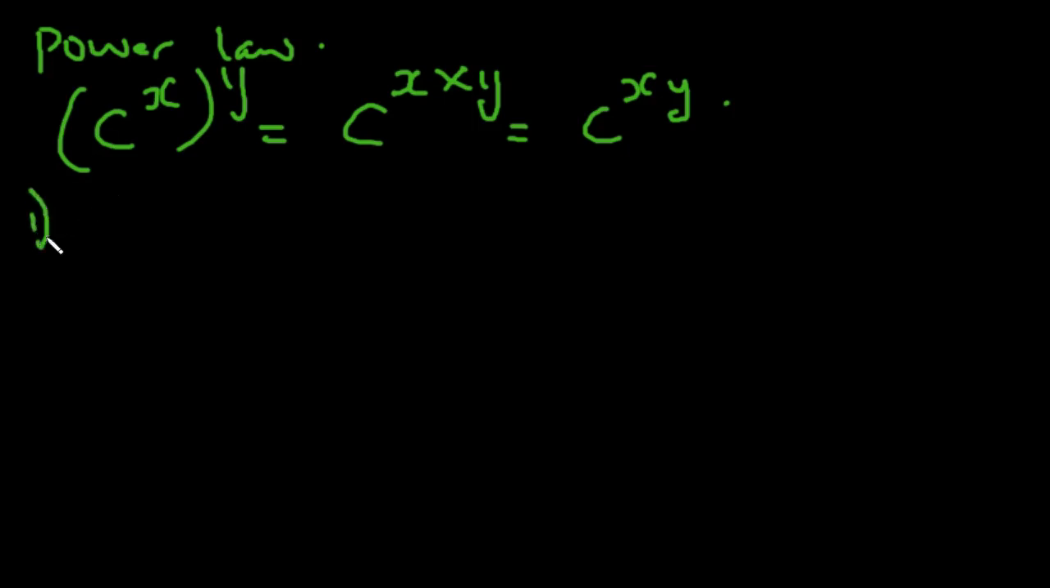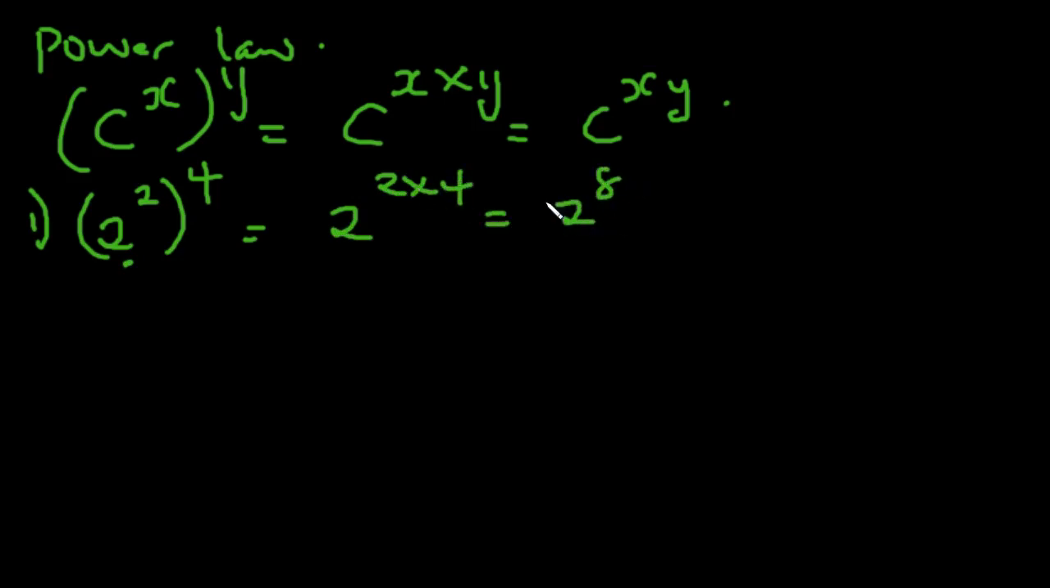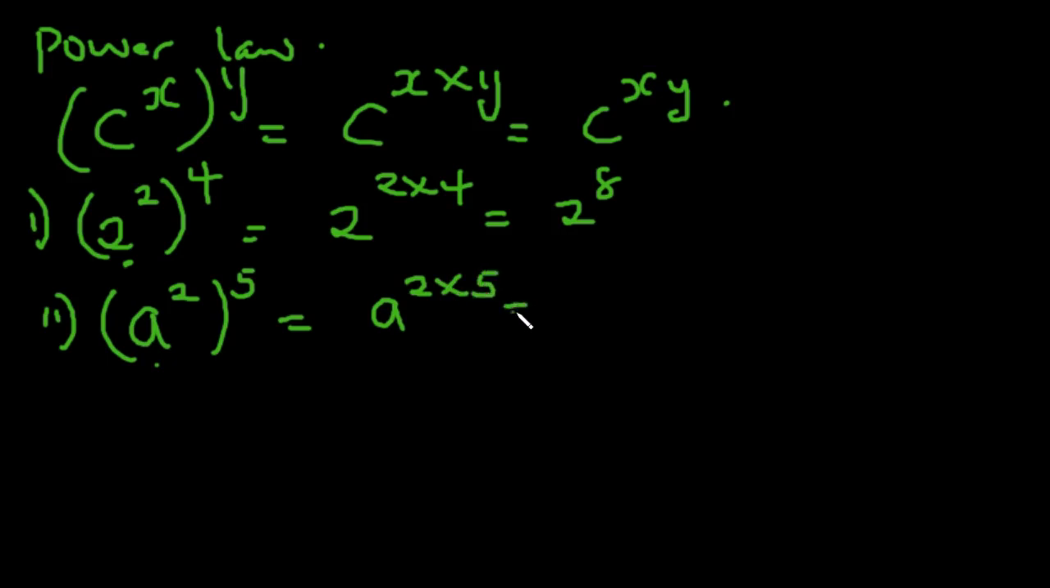So let's use real figures. If I have 2 to the power of 2, which is in turn raised to the power of 4, what I do is copy my base, which will be 2, then multiply my indices. That's 2 multiplied by 4, which is going to be 2 to the power of 8. Then we can have a squared raised to the power of, let's say, 5. I copy my base, which is a, and multiply my indices, which gives a to the power of 10.